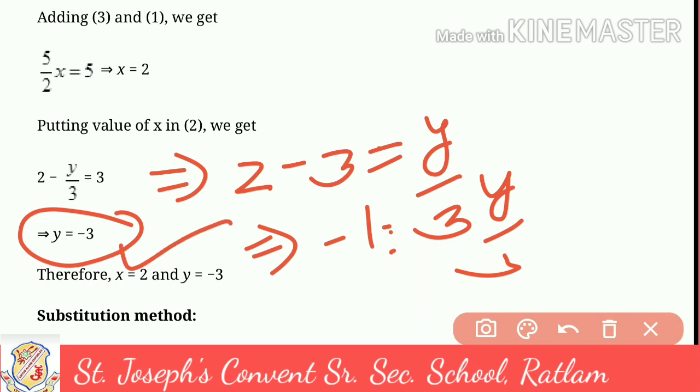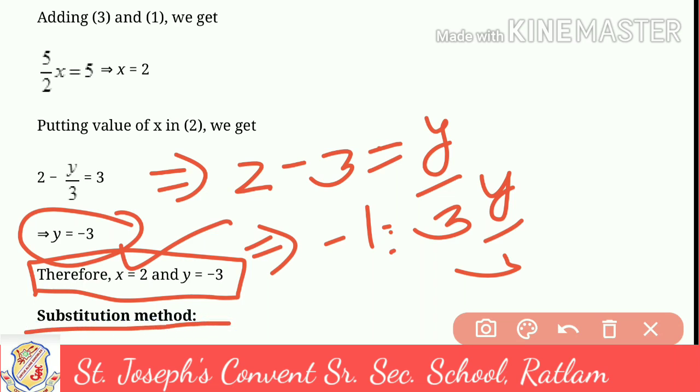So these are the two values of x and y respectively. What is the value of x? x is equal to 2 and y is equal to minus 3 is the final answer. Now I am giving you the substitution method. You can try it out. It is homework for you. Try it out by yourself.